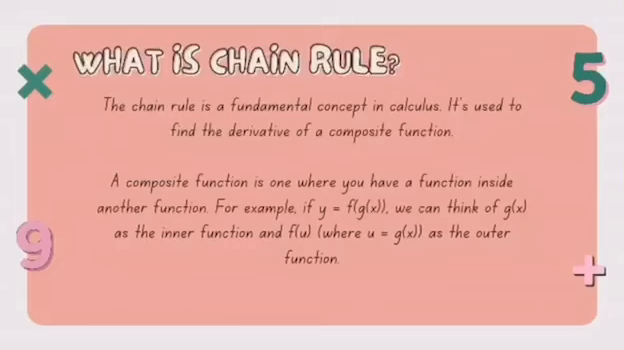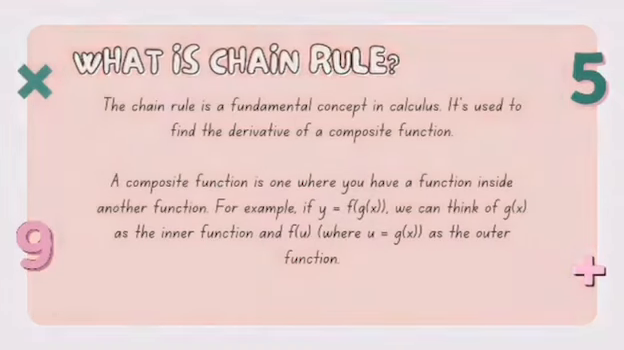What is chain rule? The chain rule is a fundamental concept in calculus. It is used to find the derivative of a composite function. A composite function is one where you have a function inside another function. For example, if y equals f of g of x, we can think of g of x as the inner function and f of u, where u equals g of x, as the outer function.